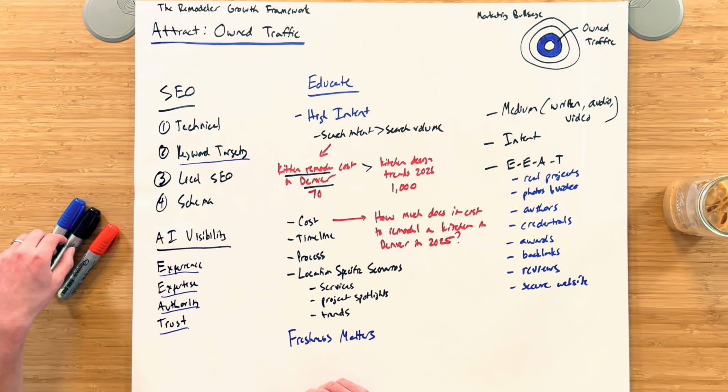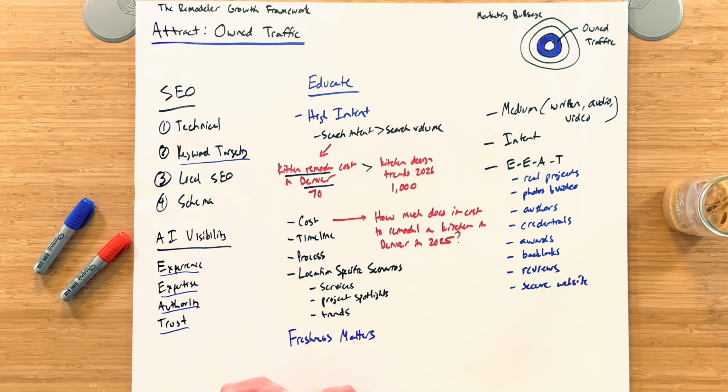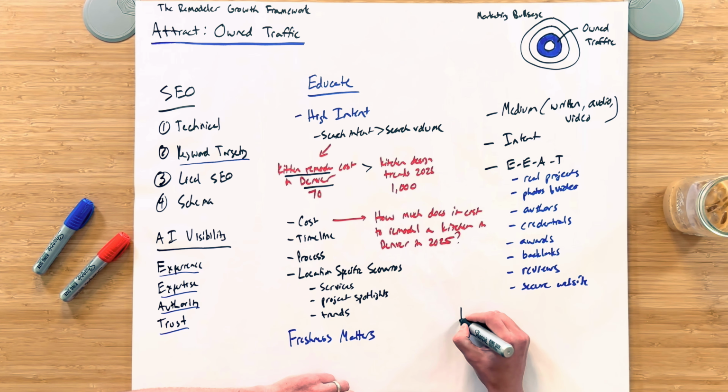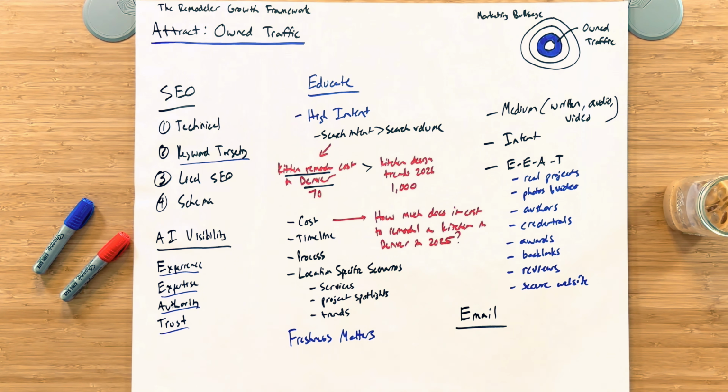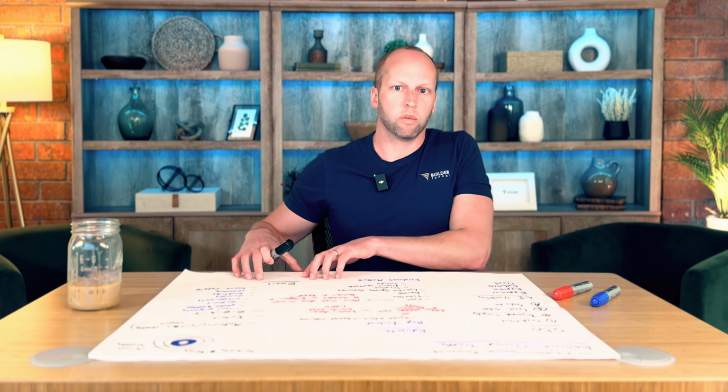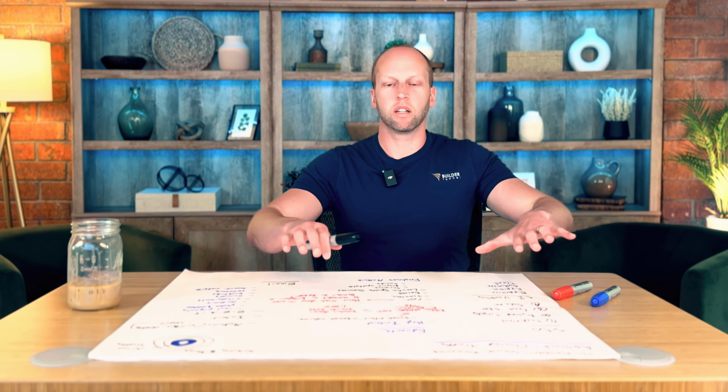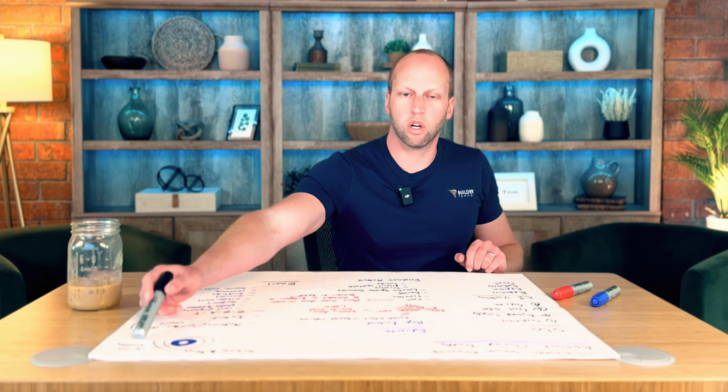And then the other component that we can't forget about is email. You may be thinking, email, this is kind of a random thing sitting over here. We've been talking about ranking here, but what we're really talking about is owned traffic.